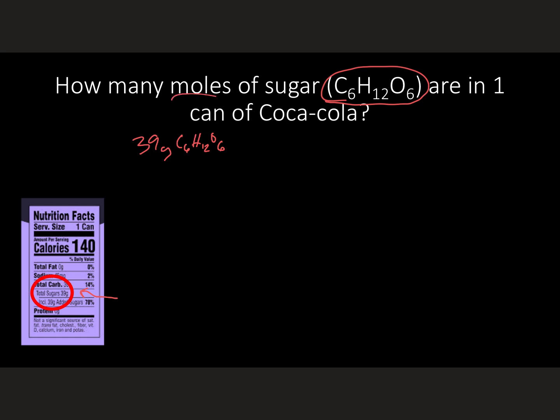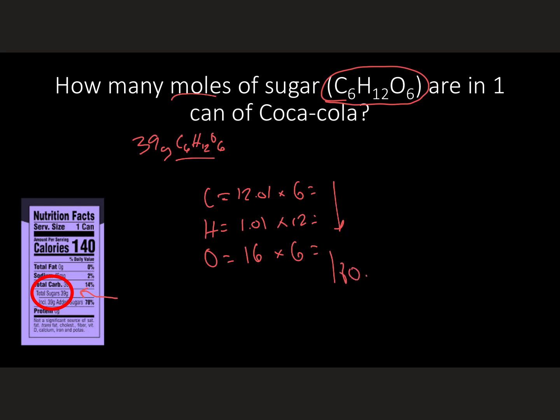Moles. How do we get to moles? Well, we need to do grams to moles, so we need the molar mass of this. Carbon, 12.01, 6 of those. Hydrogen, 1.01, 12 of those. Oxygen, 16 times 6. And then we're going to come out with 180.18 grams per mole for the molar mass of our glucose or sugar.